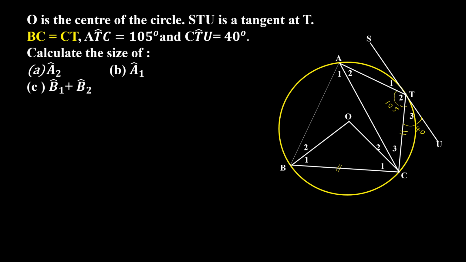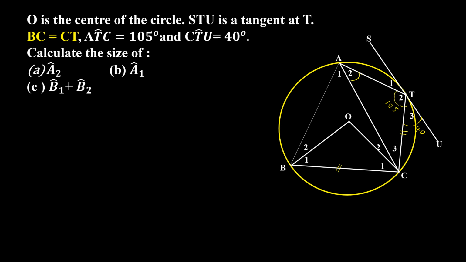Calculate the size of angle A2. Where is A2? Look at this. A2 is here. This is the angle we want. Now, which chord is subtending this angle? You concentrate on the chord. There it is. The chord is CT. CT is subtending A2. Now, we have a tangent at the point T with the chord CT, so we apply the tan-chord theorem here.